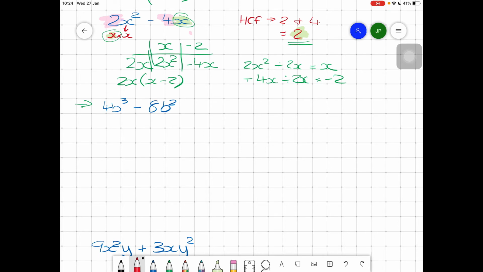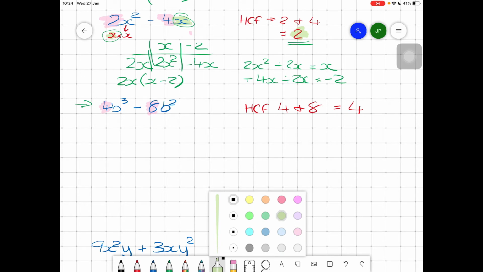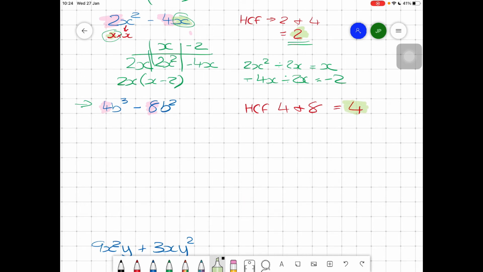Okay, right, let's have a look. So again, because we've got numbers in front of our terms, the first thing I need to focus on is what the highest common factor is of my numbers, so what we did last lesson. The highest common factor of 4 and 8 is going to be 4. So I know I'm definitely going to need to put a 4 in that first part.